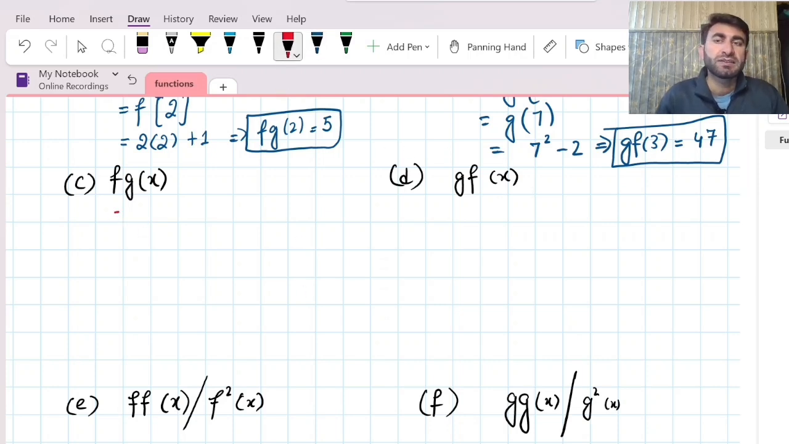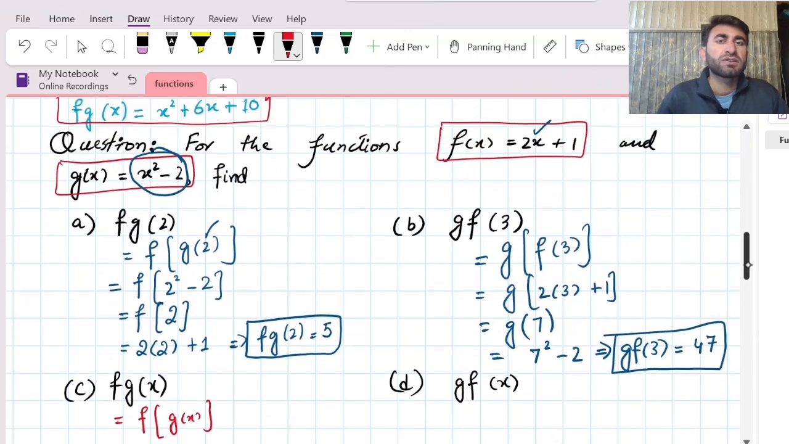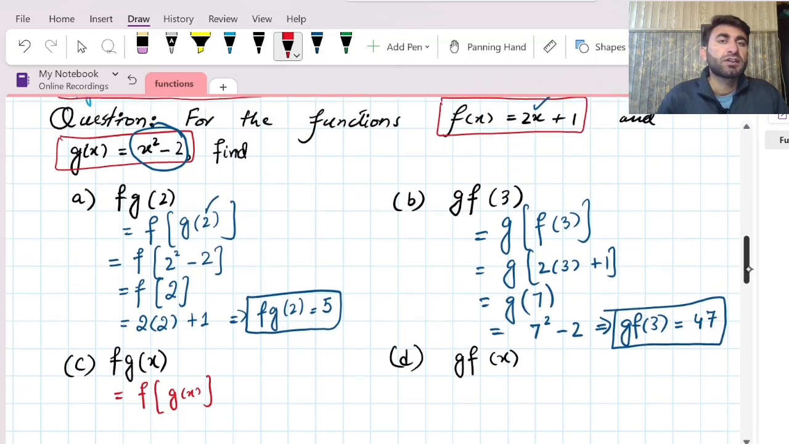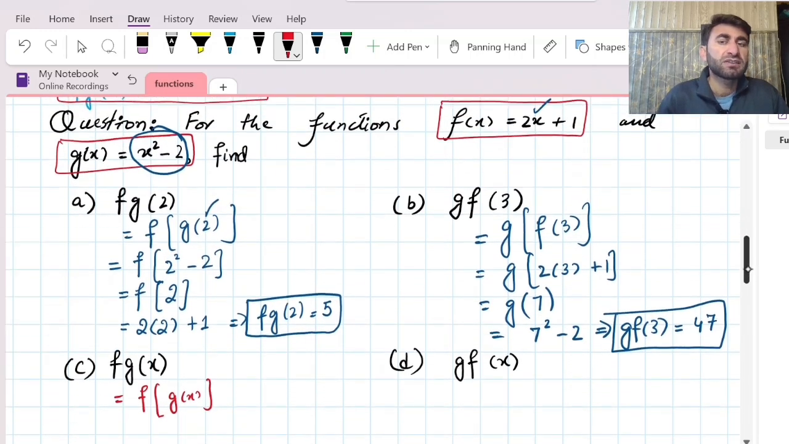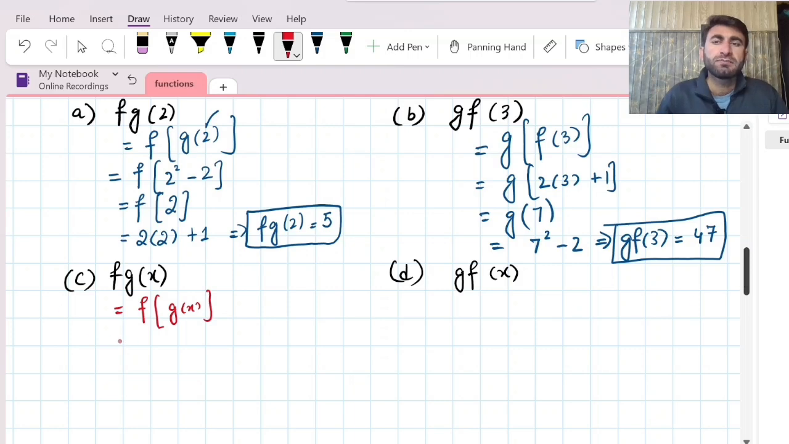So in part C, I can write it as f of g of x. Now we can see the function outside, it is f of x. So what was the value of f of x? It was 2x plus 1. Now we have to replace x with g of x. So it will become 2 times g of x plus 1. Now we have to replace the expression of g of x here.